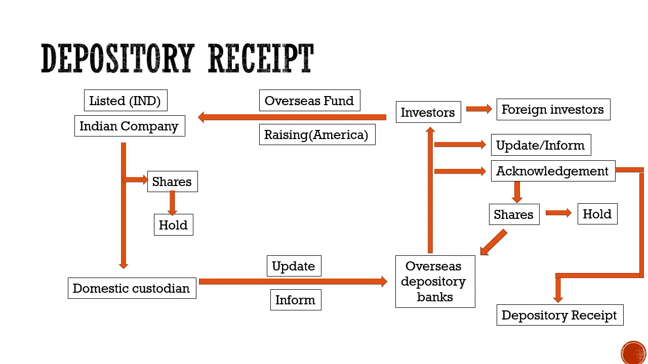So in simple terms, if an Indian company wants to raise funds from overseas, it will first issue shares to a domestic custodian, who will eventually update and inform the counterparty, that is the overseas depository bank, who will inform the investor, keep them updated, and issue them a receipt known as the depository receipt. So that was the depository receipt in very simple terms.